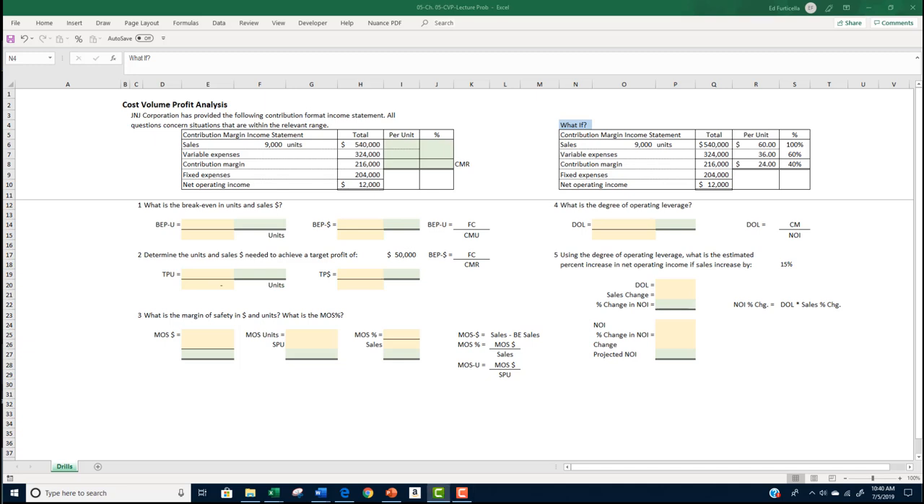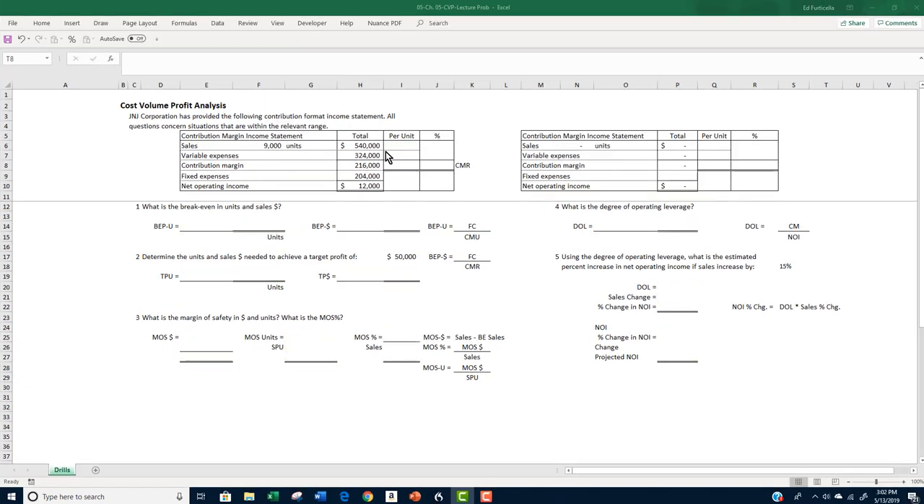CVP analysis, comprehensive problem. Hello all, time to work a comprehensive problem focused on CVP analysis. As you see, J&J Corporation has provided us with a contribution margin income statement. Note that all data is given in totals. Our first calculations should be to express data on a per unit basis and as ratios.